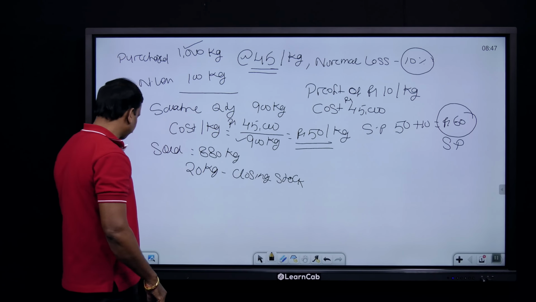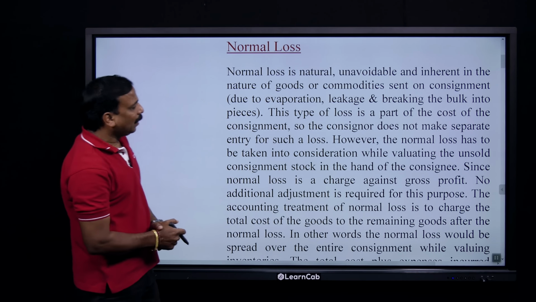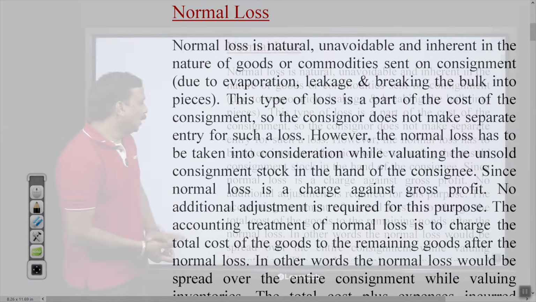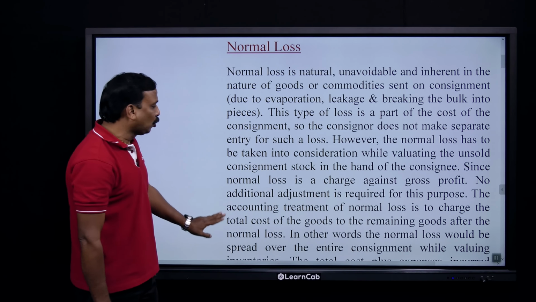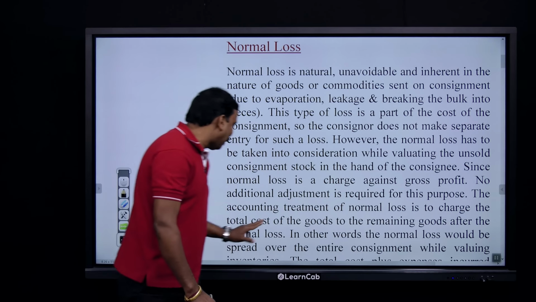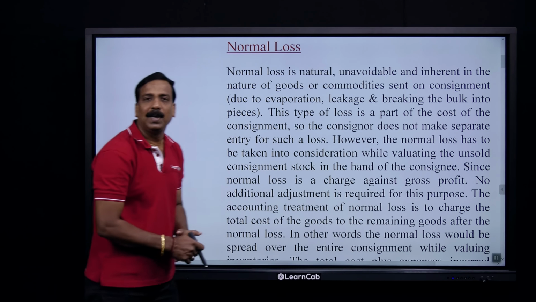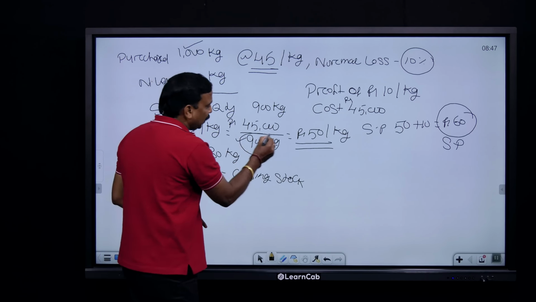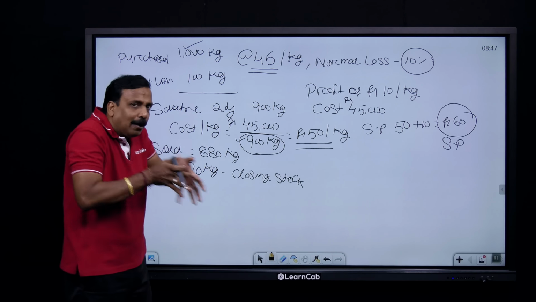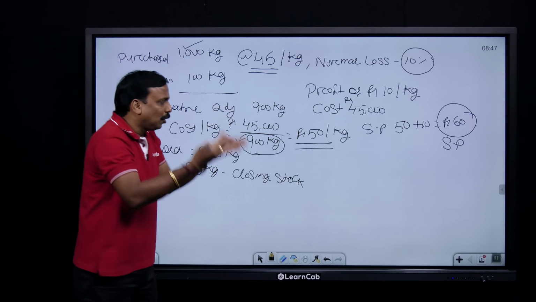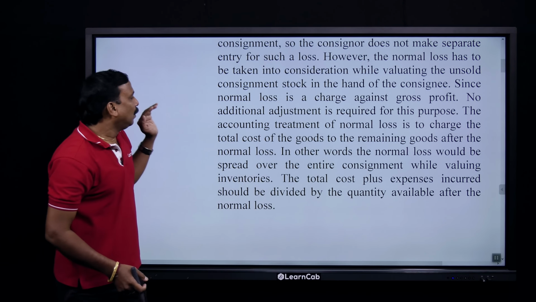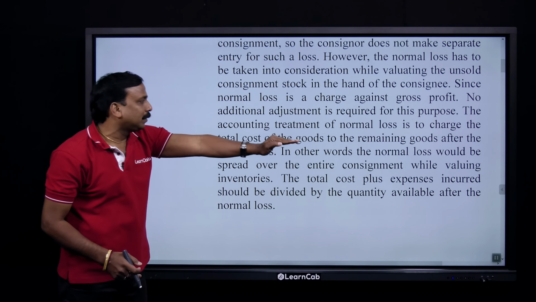Fine, get back. So we'll just see here, since the normal loss is a charge against the profit, no additional adjustment is required for this purpose. The accounting treatment of normal loss is to charge the total cost to the remaining goods after the normal loss. Just before this, my example. What is my quantity after normal loss? The quantity is 900 kg. And the cost of 45,000 is spread over the 900 kg. So by the process, cost per unit goes up. Clear?